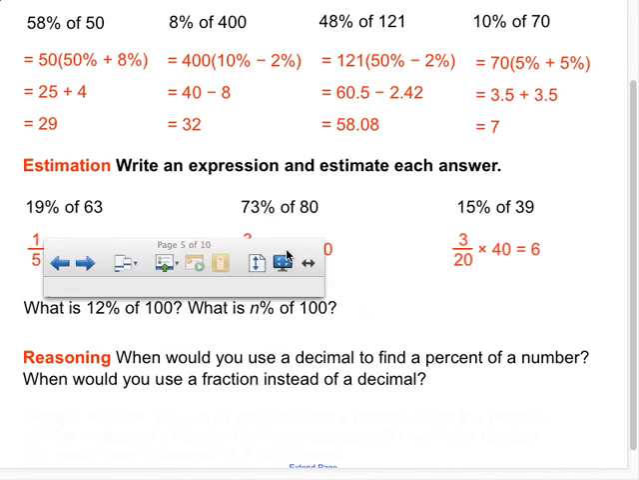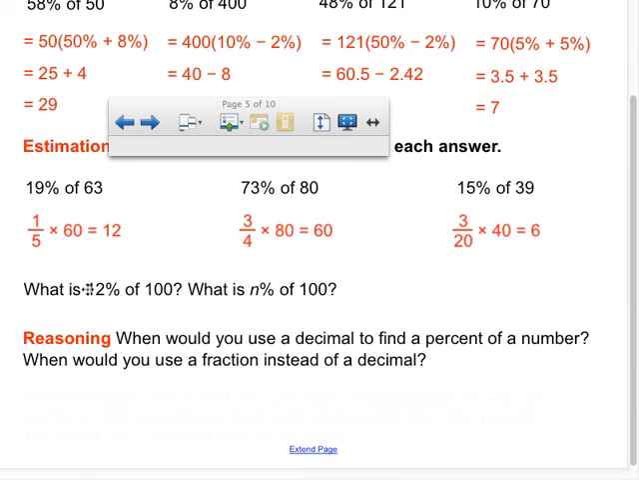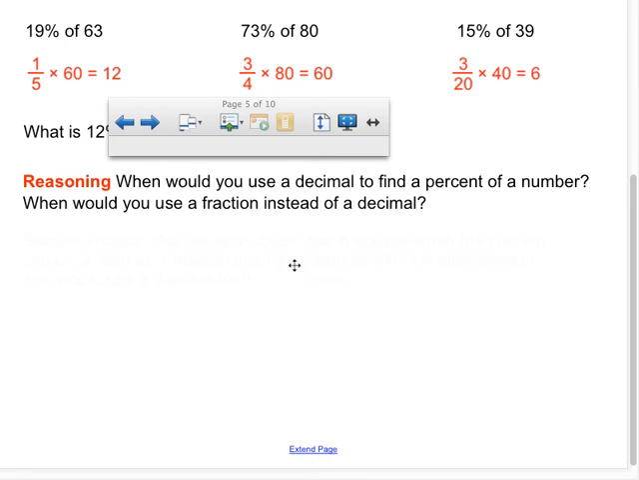All right. What is 12% of 100? What's 12% of 100? 12. So what's n% of 100? N. Very good. Okay. And then the last one, I'll just go ahead and read this to you.